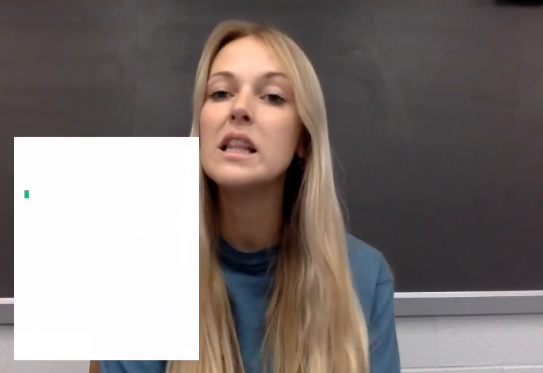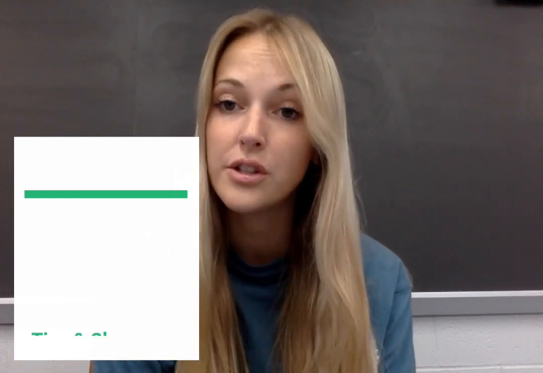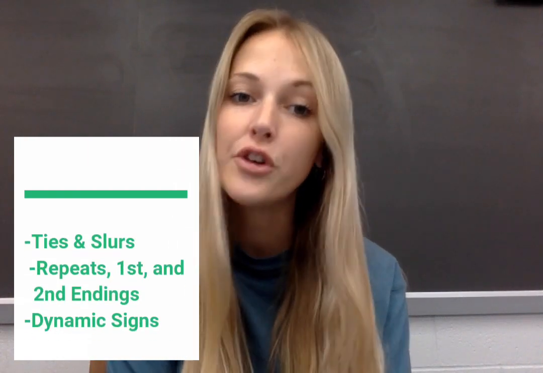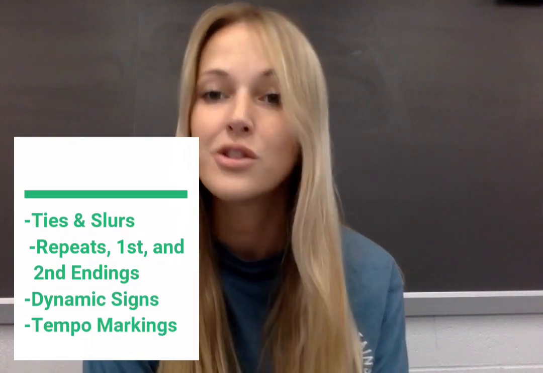Today we are going to be talking about other elements of music that you may see in music or that you can use to make your music more exciting. So these elements of music that we're going to be talking about are ties, slurs, repeat signs, first and second endings, dynamic signs, and tempo markings. So let's dive in.